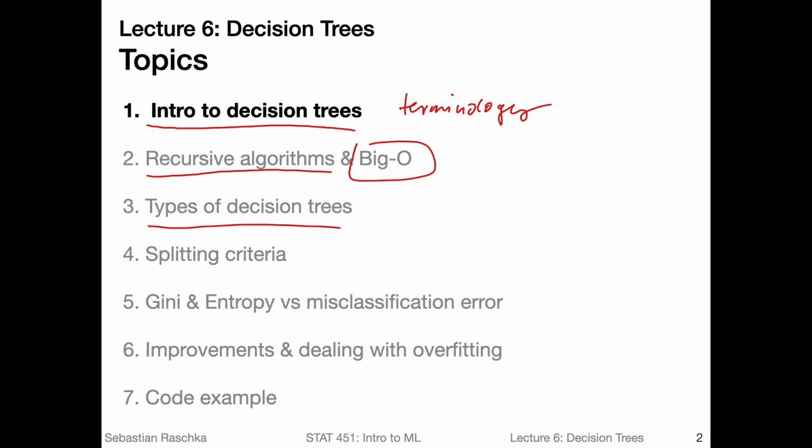Then we will talk about different types of decision trees. Right now in scikit-learn, what they implement is the so-called CART decision tree algorithm, which stands for Classification and Regression Trees, and that was developed by Leo Breiman. However, there are also other types of algorithms, for example, ID3 and C4.5, and we will briefly go over the advantages and disadvantages of these different methods.